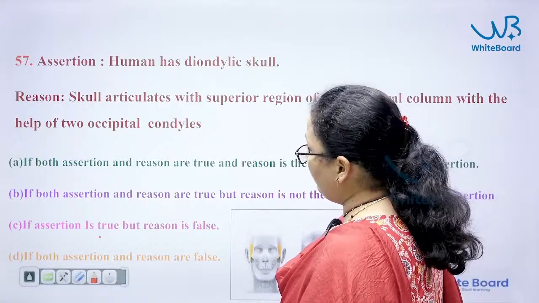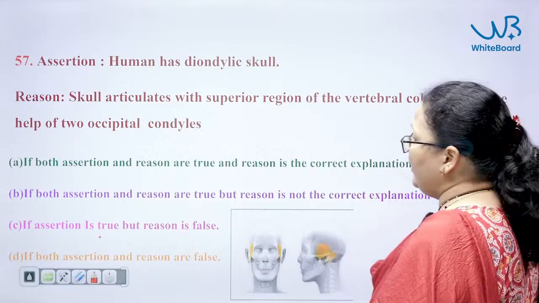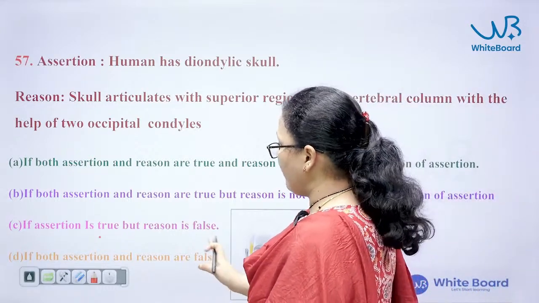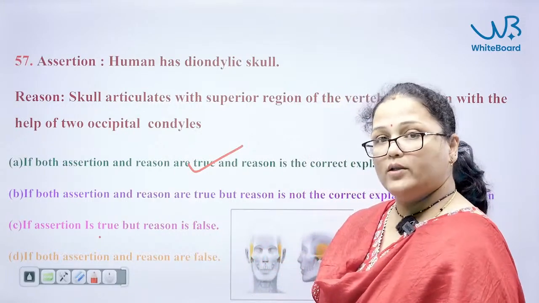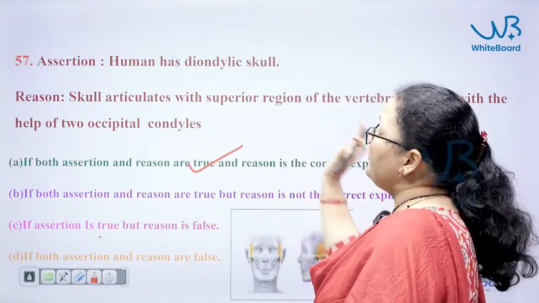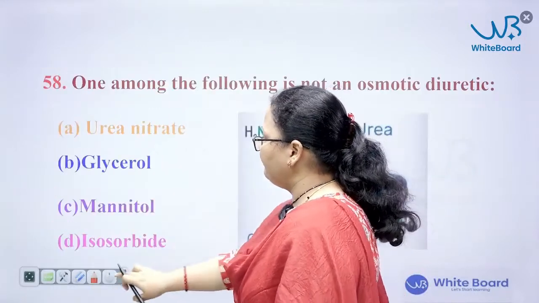Next, both A and R are true, but R is not the correct explanation of A. A is true, R is false. Both are false. So, the correct one is the first. Both statements are correct and the second statement is giving a correct explanation of the first statement.